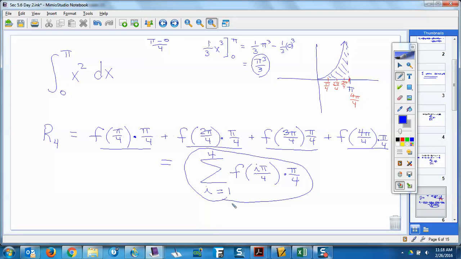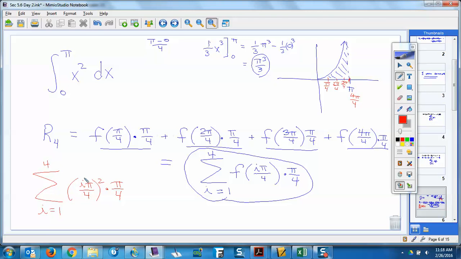So we've got i pi over 4. We're going to plug that into the function, which is x squared. So this sigma, let me write it in red now, can be rewritten as i pi over 4 squared times pi fourths. We're not going to split it apart, but we're going to simplify it and pull out a constant. Everybody see what I did there? All I did is I took f.